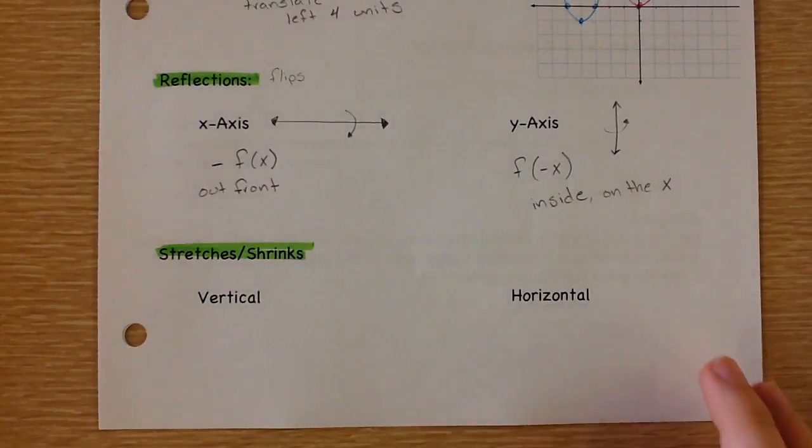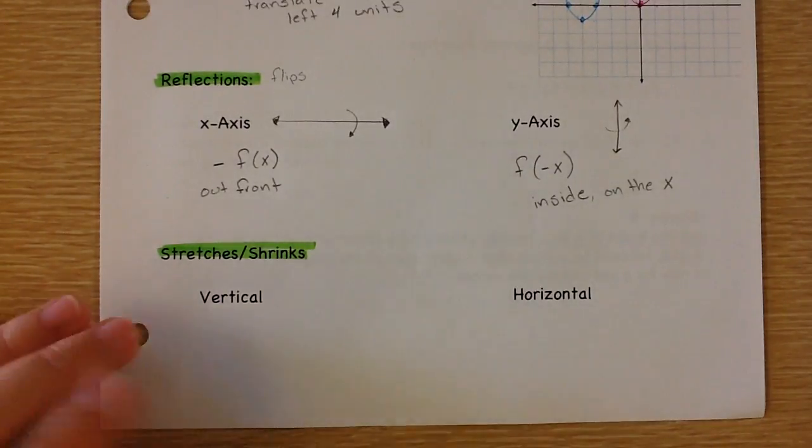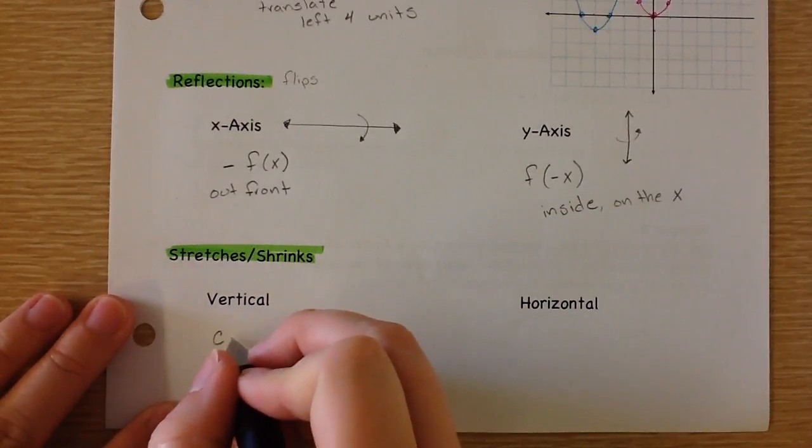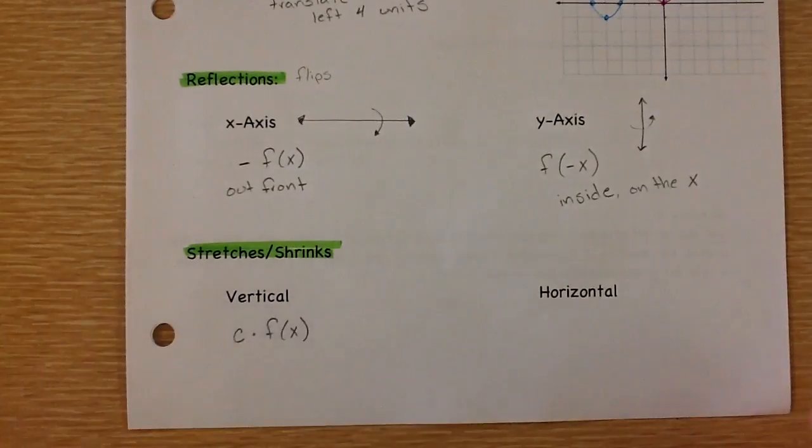So now our stretches and shrinks. I know a lot of times we get confused on stretches and shrinks. The vertical ones I think are pretty straightforward. You just multiply out front of your function. So for a vertical stretch or shrink, I multiply a constant out front of my function. So I take c times my function f of x.